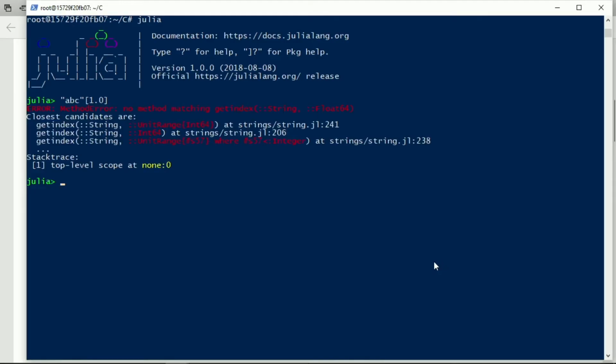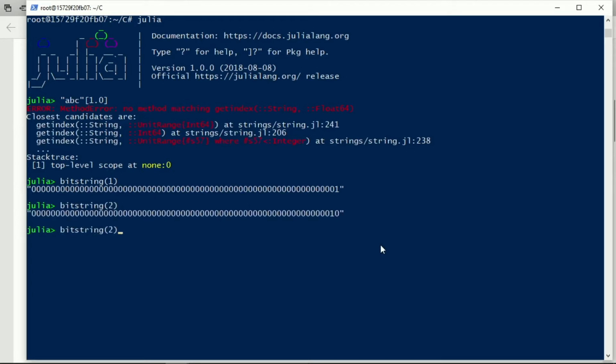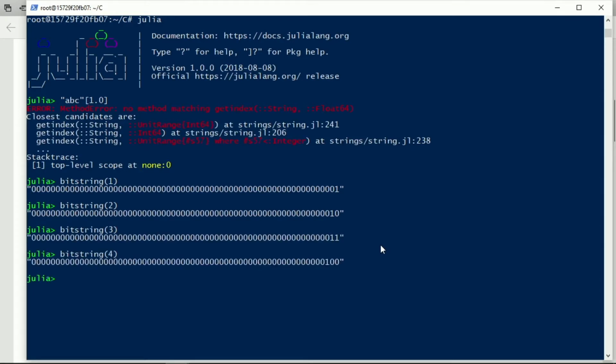So let's just look at bitstring of 1. The number 1 is entered like that. It's an integer because we haven't used any decimal point. The number 2 is like that. The number 3 is like that. And the number 4 like that.